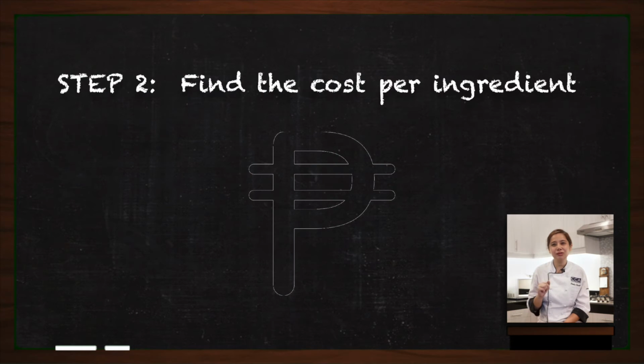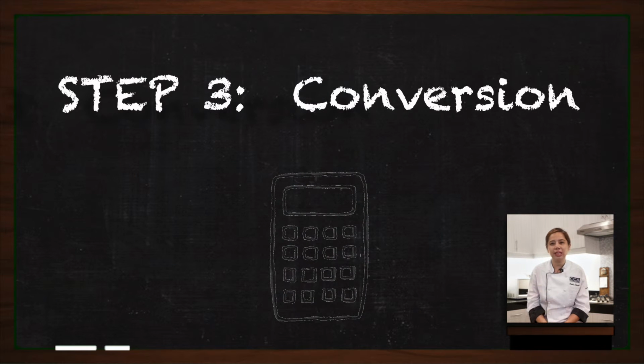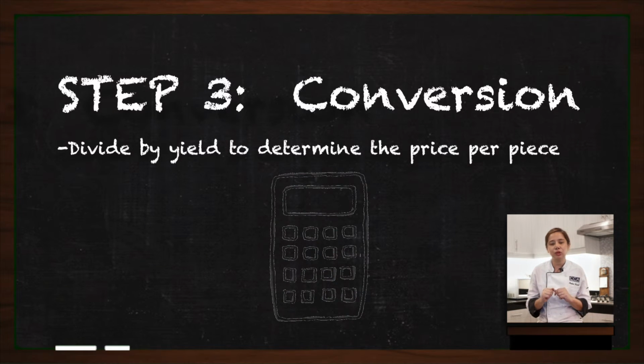Step 2 is to find the cost per ingredient. And lastly, step 3 is for you to find all the cost of your ingredients, which involves dividing by food cost percentage and dividing by yield to determine the price per piece. All of these steps will help you determine the food cost. Should you have questions or are encountering difficulties, you can ask the Gardenia personnel or the organizers to assist you.